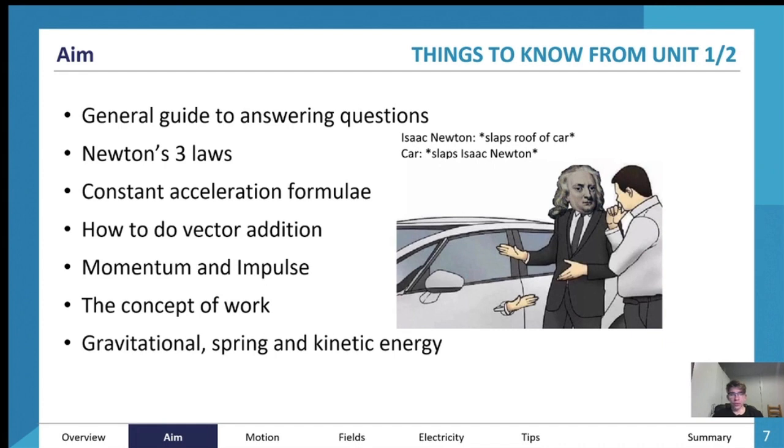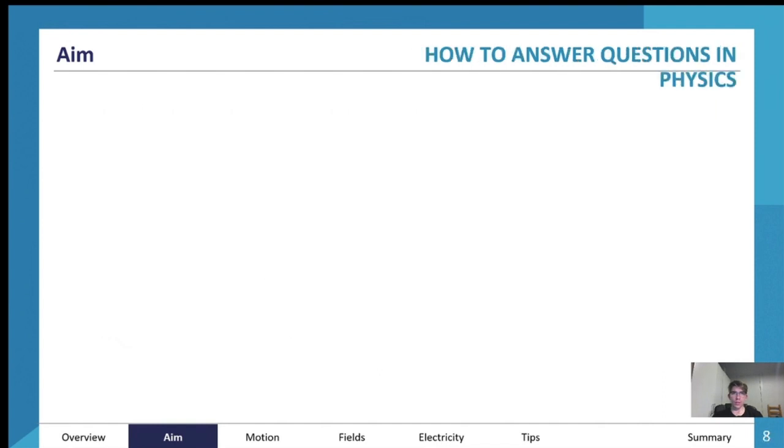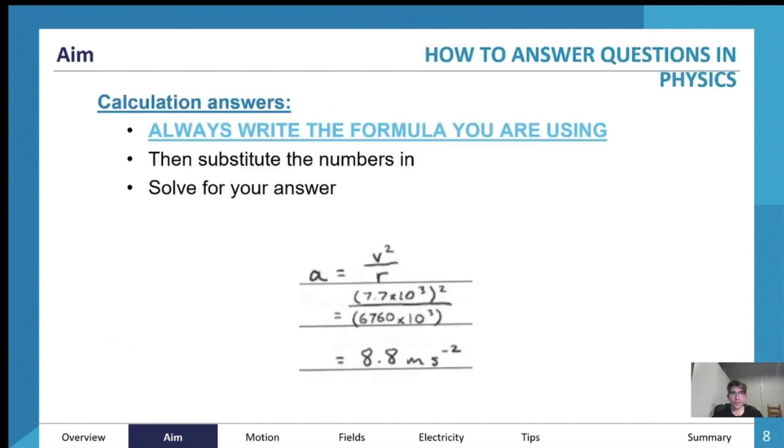Our aim is to teach you about Newton's 3 laws in this lecture, about constant acceleration formula, how to do vector addition, momentum and impulse, the concept of work, and gravitational potential and kinetic energy. Now let's look at some examples of how to answer a question in the VCE exam, given that you're going to see the exam at the end of the year.